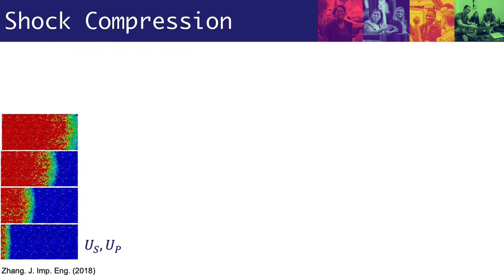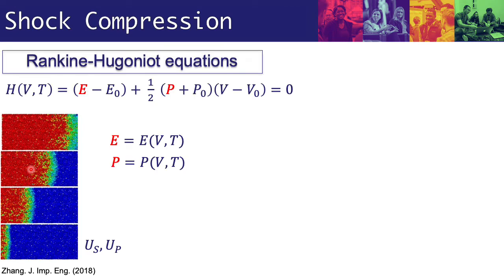So in order to understand RAM compression better, let's go back to shock compression. In shock compression, we have a shock wave traveling through a material, leaving behind a new state of matter with higher pressure and temperature. These variables satisfy the Rankine-Hugoniot conditions that allow us to understand how these quantities are related.